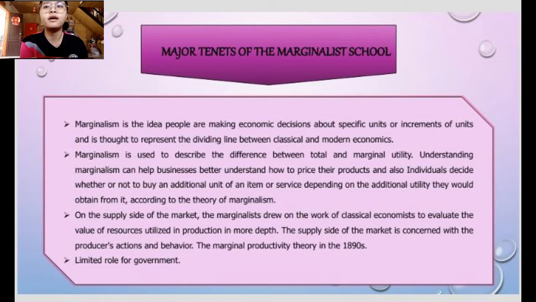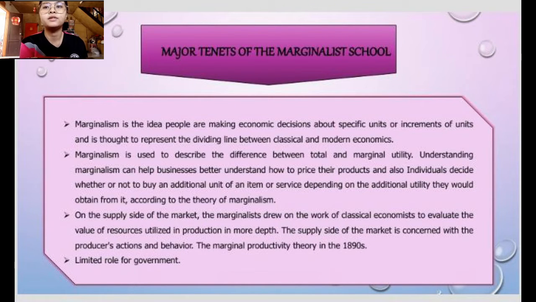Understanding marginalism can help businesses better understand how to price their products, and also helps individuals decide whether or not to buy an additional unit of an item or service, depending on the additional utility they would obtain from it, according to the theory of marginalism.